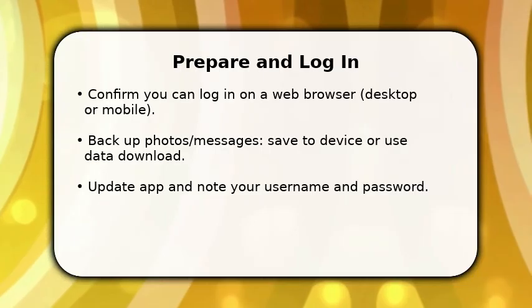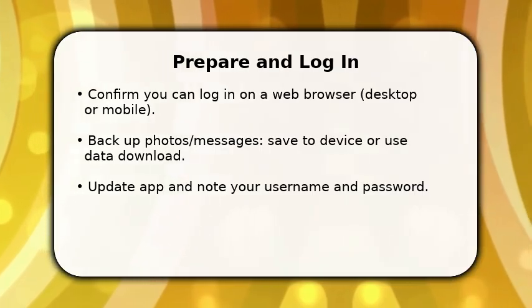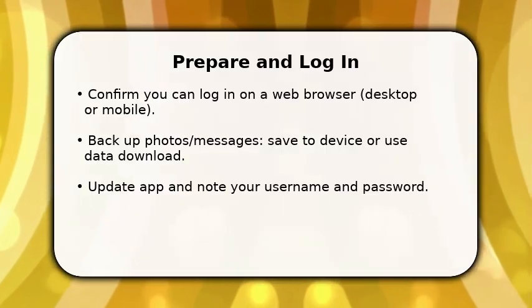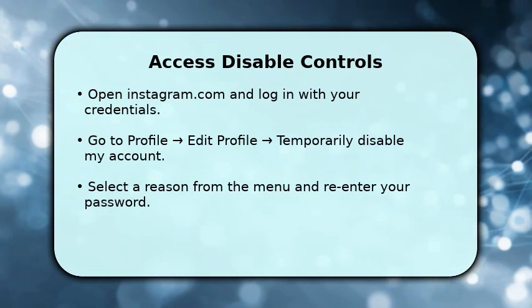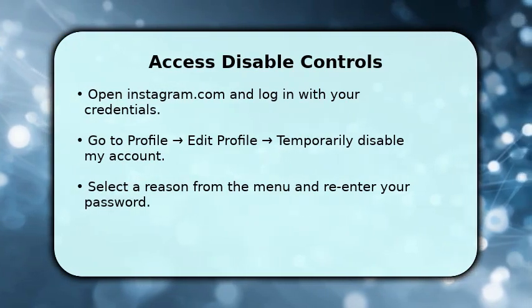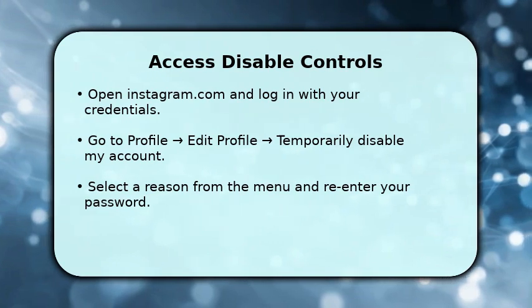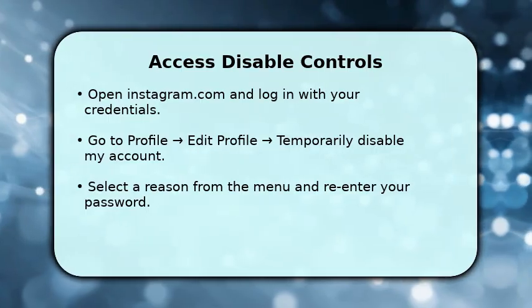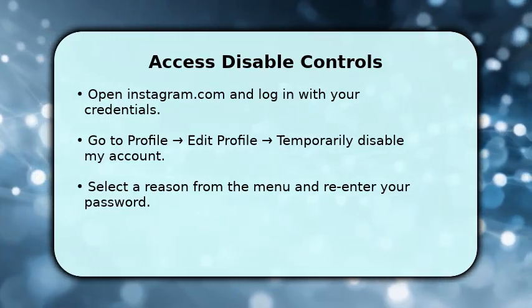Make sure your account is updated and that you're comfortable using the browser version rather than the app for these first critical steps. Now you'll perform the core action. Log into Instagram. Navigate to your profile, then choose Edit Profile. Once there, locate the link labeled Temporarily Disable My Account. Instagram hides it at the bottom.